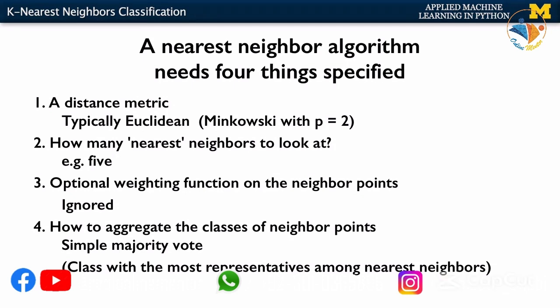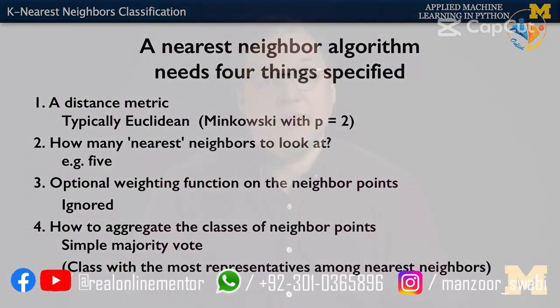We might choose to use the 5 nearest neighbors, let's say, for our choice of k. And we might specify that there's no special treatment for neighbors that are closer. So we have a uniform weighting. Also, by default, scikit-learn will apply for the 4th criterion a simple majority vote, and it'll predict the class with the most representatives among the nearest neighbors.